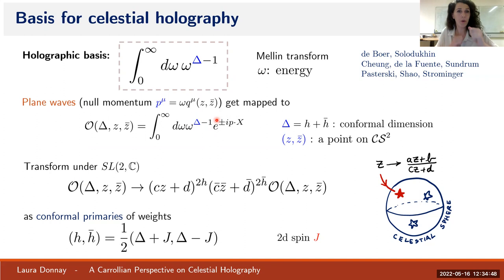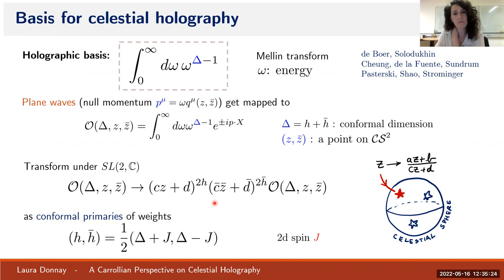Now we are dealing with the opposite feature. We have a nice manifest SL2C transformation rule with some weights h and h bar, which are the sum of the dimension delta and the spin. So here, this is a scalar, but if you have a spinning particle, it has a 4D helicity, and the helicity is then just identified with the spin in the celestial CFT. So now we have this nice SL2C transformation, but the price to pay is that the translation symmetry will now become obscure.